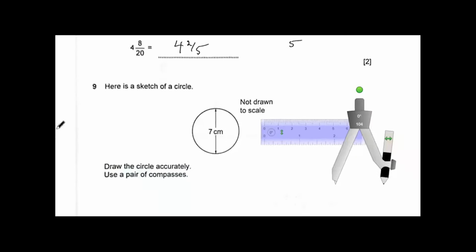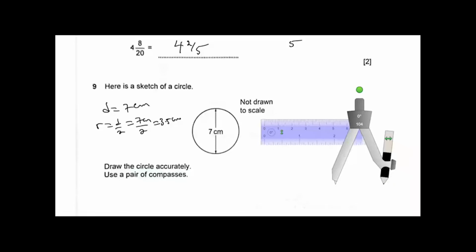Number 9 here. Here is a sketch of a circle. This is the rough sketch. The diameter is equal to 7 centimeters. Draw the circle accurately. Use a pair of compasses. To draw a circle, we need the radius, and the radius is half of the diameter, which will be 7 centimeters divided by 2. Then that will be 3.5 centimeters. So we need to draw the circle with a radius of 3.5 centimeters.